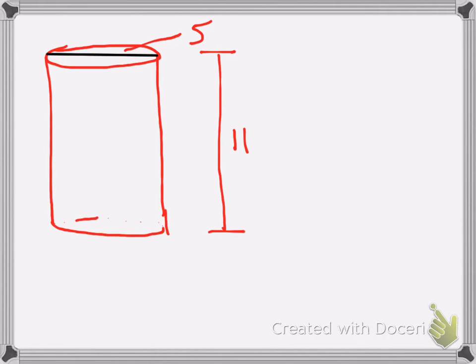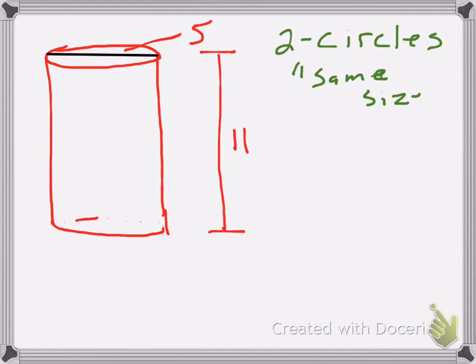I'm going to make a list out to the side here. We have 2 circles. And what do we know about these two circles? They are the same size. Okay, that's good to know.